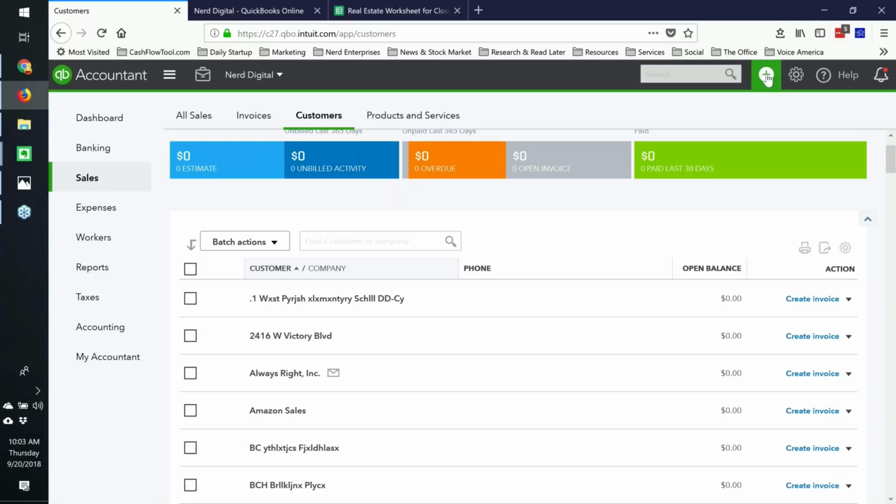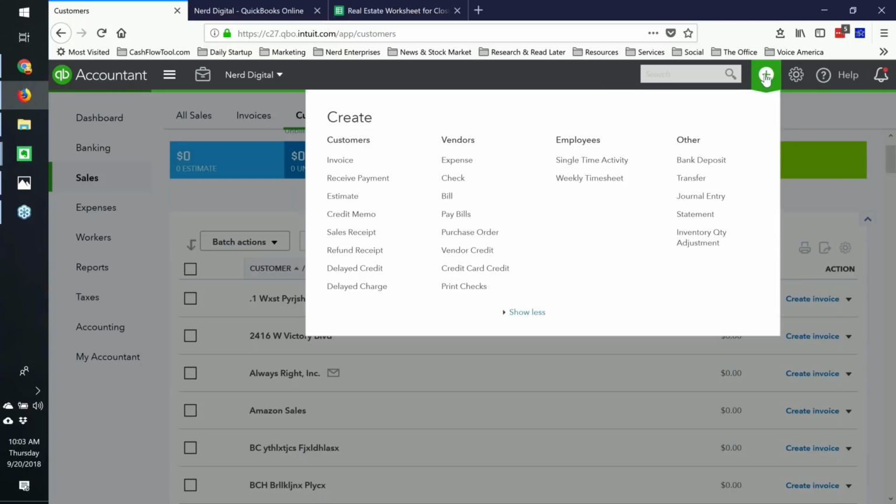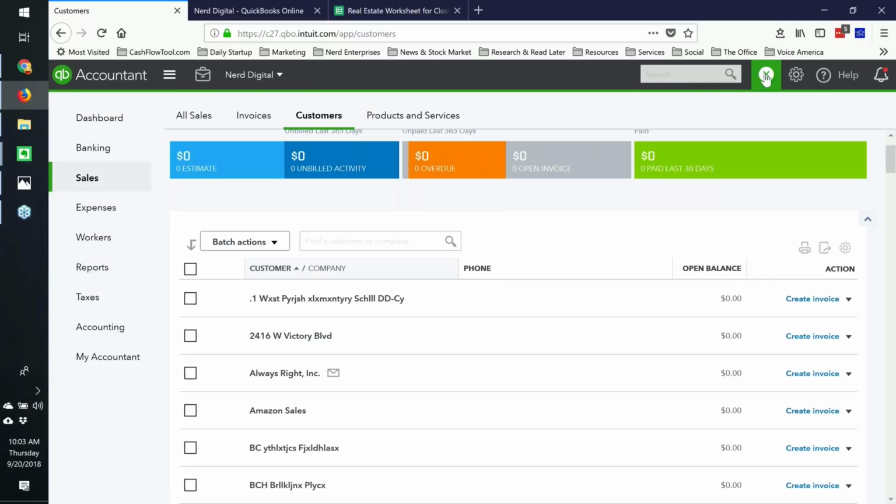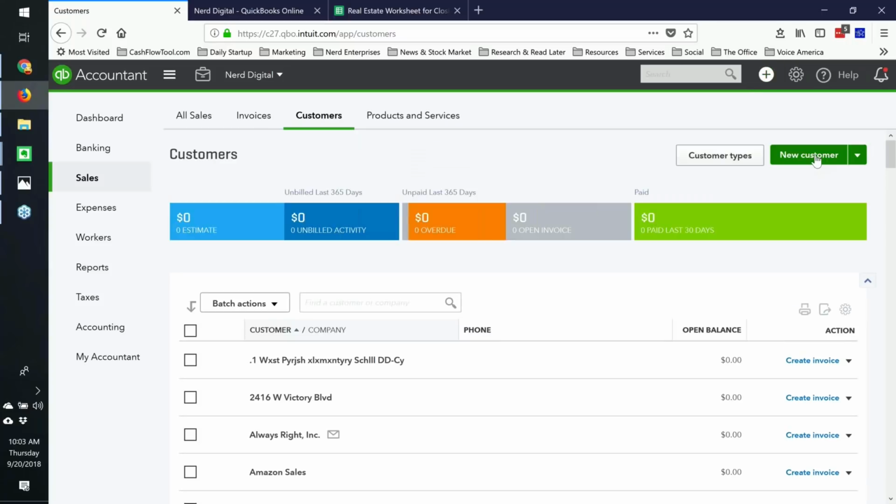Let's quickly create a sub customer for a unit, and then I'll quickly show you how I handle the invoice, especially the first invoice where we're also picking up a security deposit in many cases. So we're going to actually go up here and say new customer.